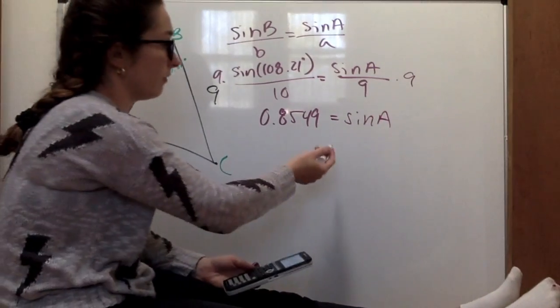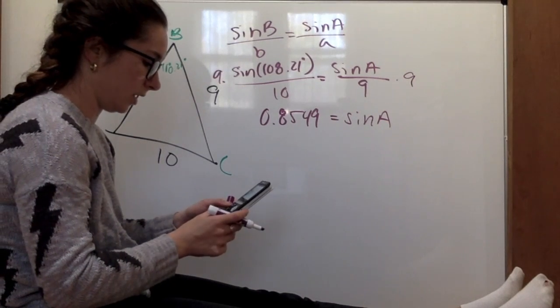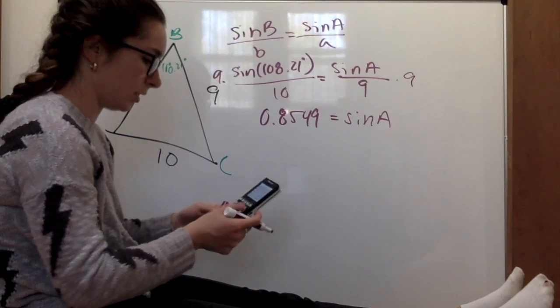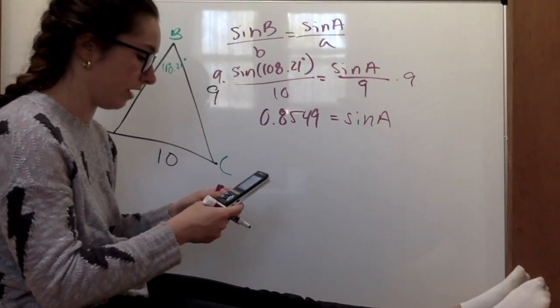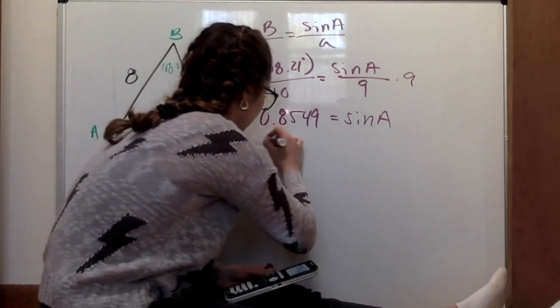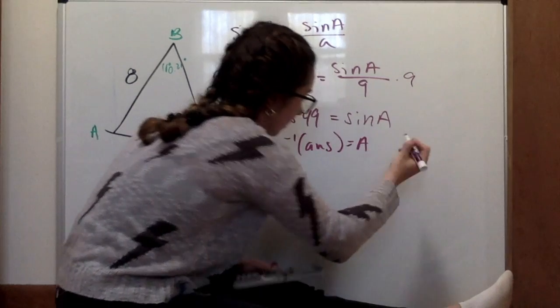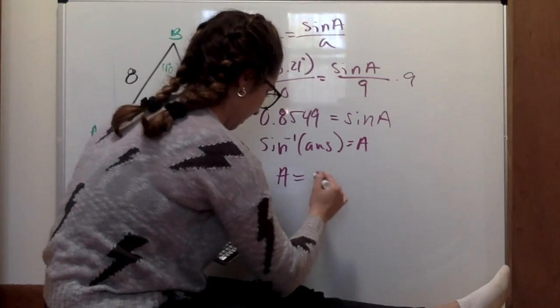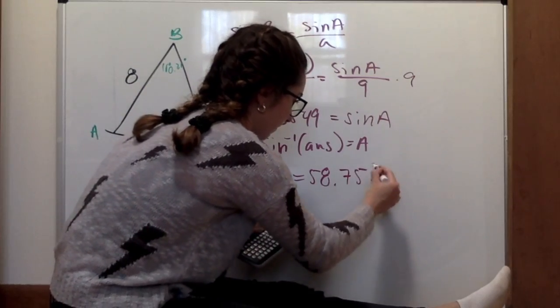And now I'm going to use inverse sine of this to solve for A. So inverse sine of, I'm just going to hit answer because it's my most recent answer, and I want to keep all those numbers so I don't have any rounding issues, equals A. So I did inverse sine of answer equals A, and A equals 58.75 degrees.